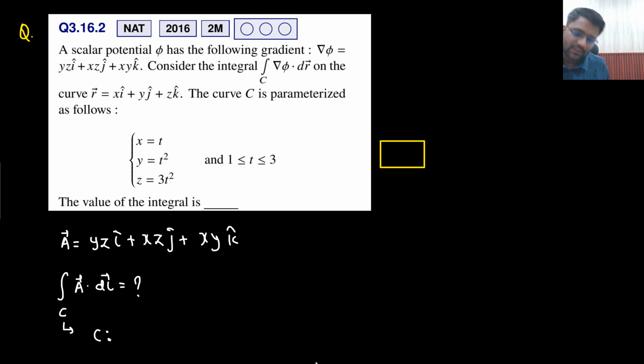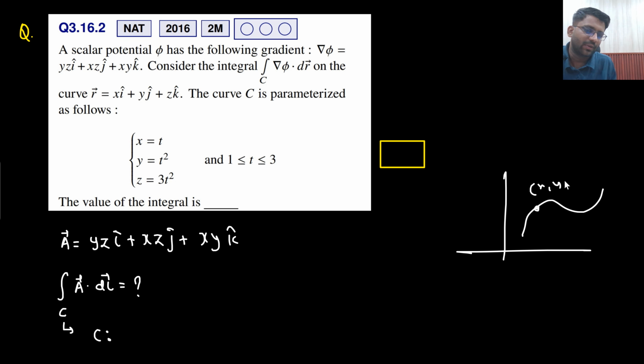This curve C, this line doesn't have any meaning, it is just some curve. Let's say I draw any curve. On that curve, if I take some point x comma y comma z, what will be the position vector of this point?